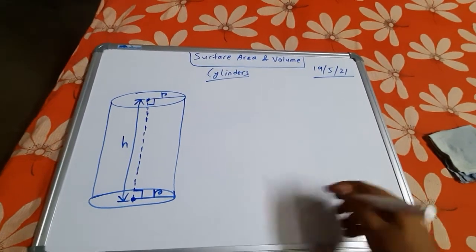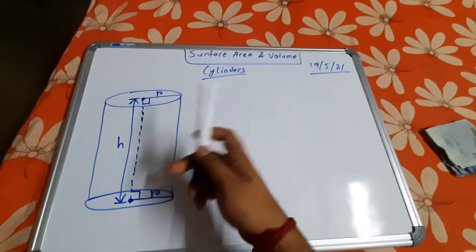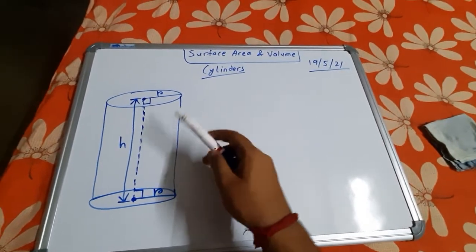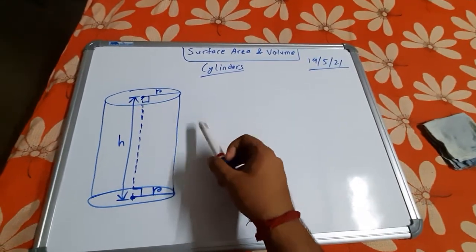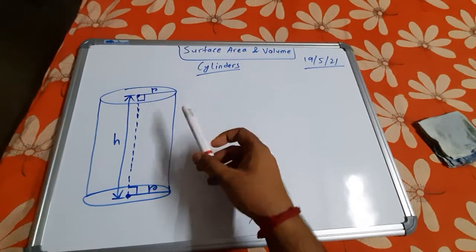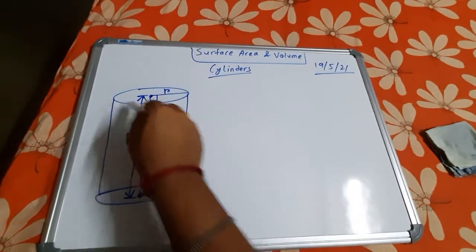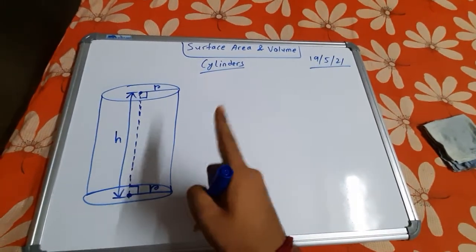You all have seen this type of cylinder everywhere in your house, in your daily life. Suppose the gas cylinder, the LPG cylinder, looks like this. Not exactly like this, but you can assume it like this. This is a right circular cylinder. Why right? See, this angle is a right angle. And why circular? See, the top and the base are both circles. That's why it's called a right circular cylinder.